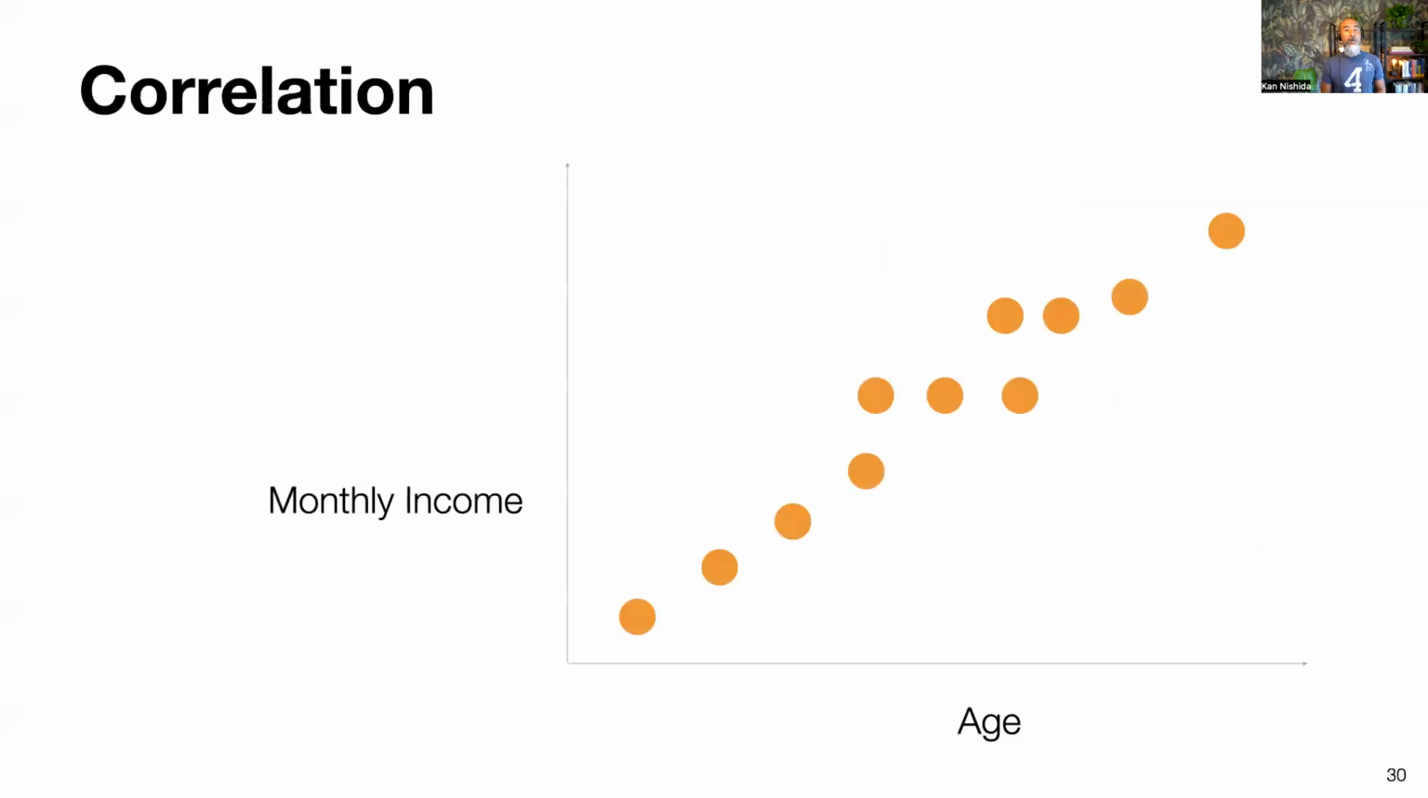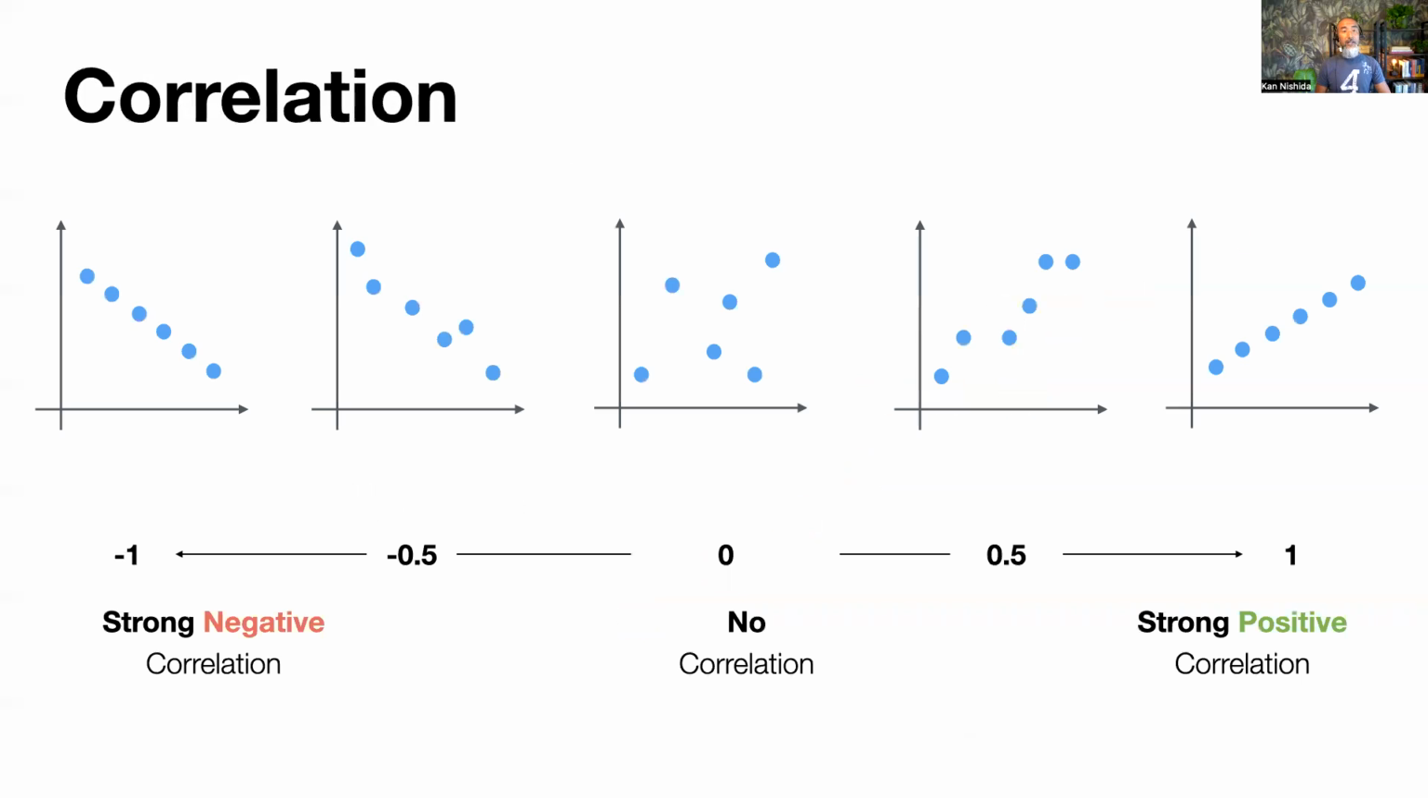But correlation here is like the x-axis now is age, and monthly income is the y-axis. So the relationship between these two, and both of them are numeric, is called correlation. For two numeric variables, we can calculate the strength of correlation, the correlation coefficient in precise words, that ranges from -1 to 1.